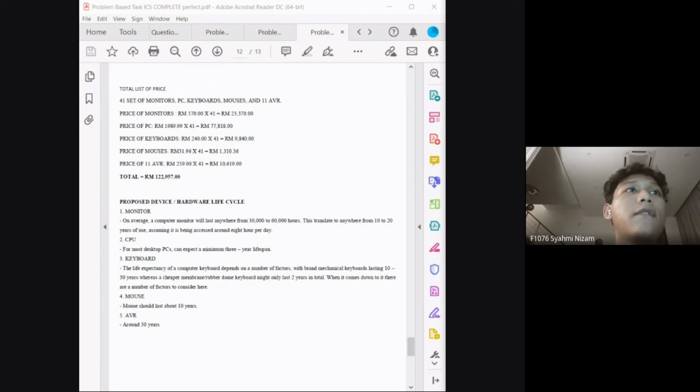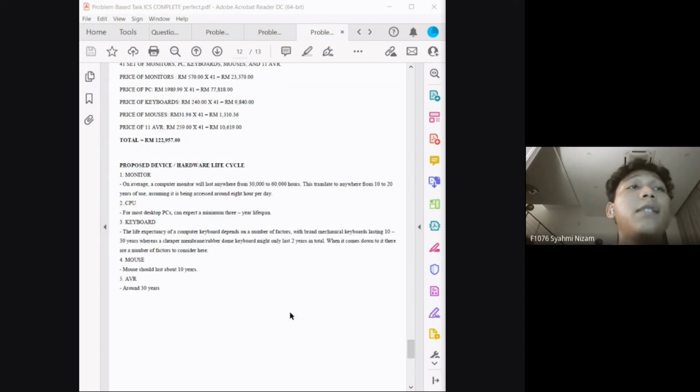Next, we have the proposed device or hardware life cycle. One, monitor: on average, a computer monitor will last anywhere from 30,000 to 60,000 hours. This translates to anywhere from 10 to 20 years of use, assuming it is being accessed around 8 hours per day. And next we have a CPU. The CPU for most desktop PCs can expect a minimum 3-year lifespan.